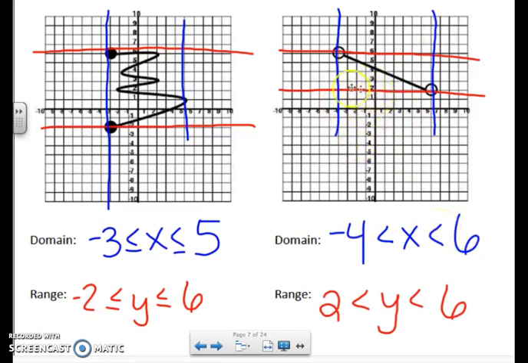For range, the lowest the graph went was a 2, and that means 2 was here. Since it was open circle, it was just less than. The highest the graph went was a 6, so 6 again here with an open circle, meaning not equal to. Okay, make sure the x's are with the domain and the y's are with the range.